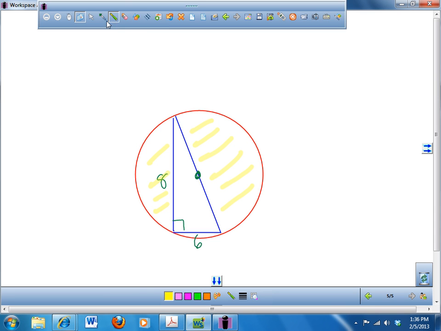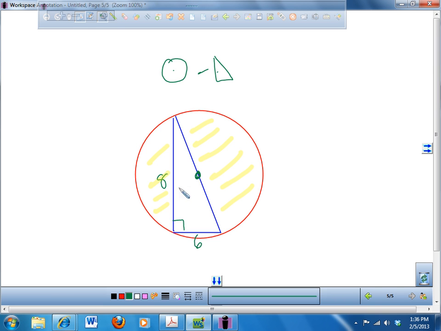So in this case, you want to find the circle minus the triangle. In order to find the circle, I have to find the radius. How do I find the radius? Find the hypotenuse with the Pythagorean theorem. 6 squared plus 8 squared equals c squared. 36 plus 64 equals c squared, so c equals the square root of 100, which is 10, which means the radius is 5.